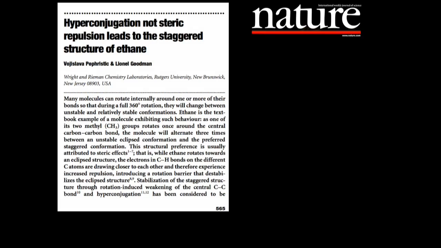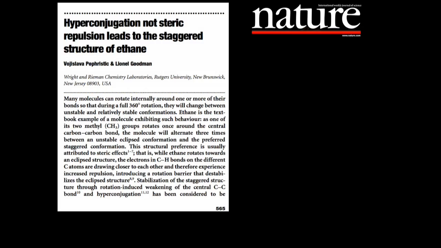Now, trying to understand the protein shape of a molecule and how that shape changes in response to signals, well, you have to go back to physics. So in this paper, which I love because it's a typical science paper, like the church, writing the title in Latin so you have no idea what the heck this paper is all about. But what is it? Hyperconjugation, not steric repulsion, leads to the staggered structure of ethane. You go, what's that? And I go, simple. An ethane molecule can twist from shape A into shape B, and therefore changes its shape in response to a signal. I go, well, that's really cool.